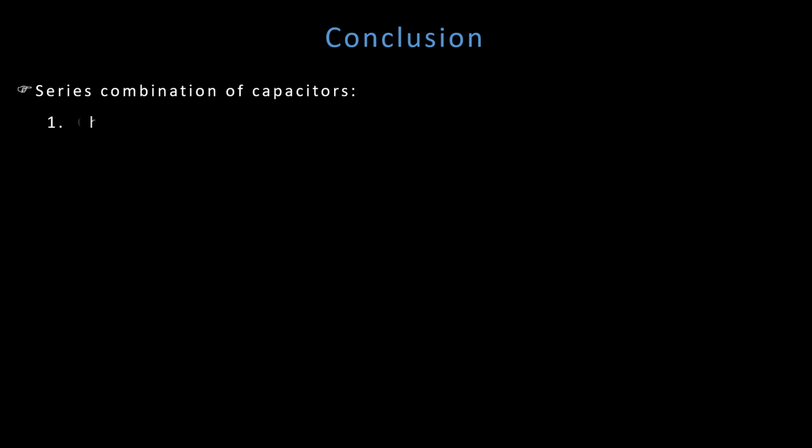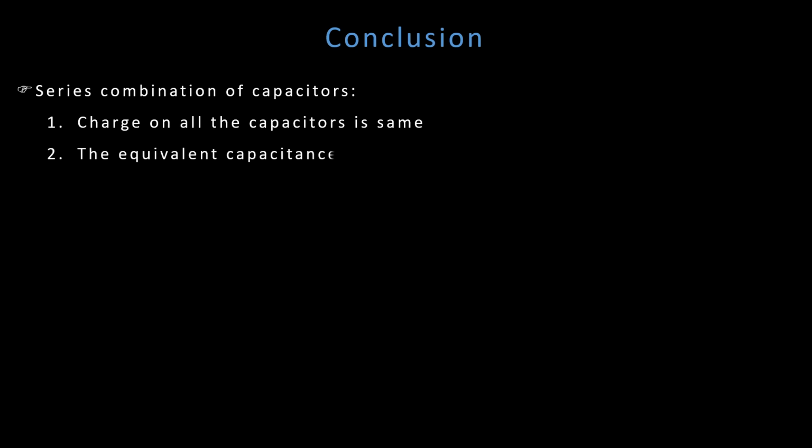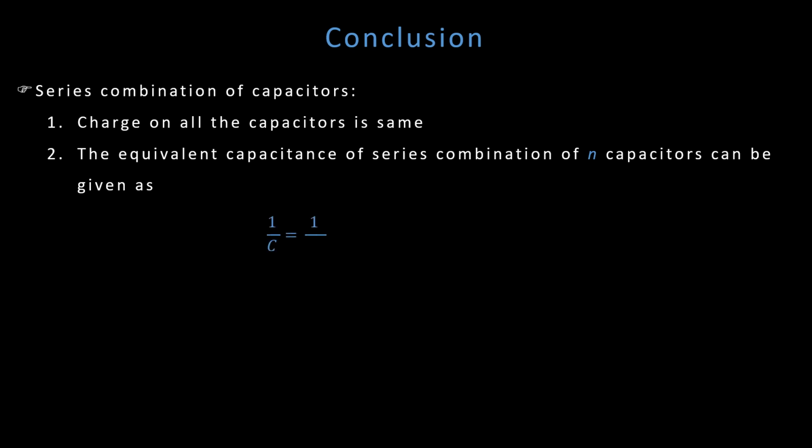Let us conclude now. So now we know that series combination of capacitors is the connection in which all the capacitors have the same charge. We join capacitors in such a way that all of the capacitors have the same charge. And the equivalent capacitance in case of series combination, if we have n capacitors connected in series, can be given as 1 by C is equal to 1 by C1 plus 1 by C2 plus 1 by C3 up to 1 by Cn.